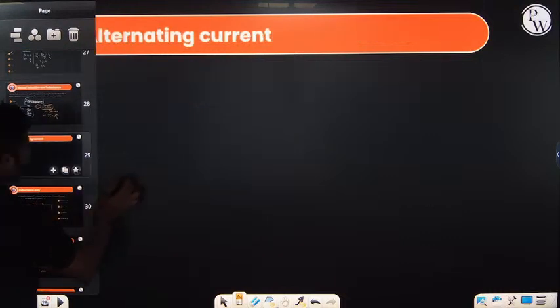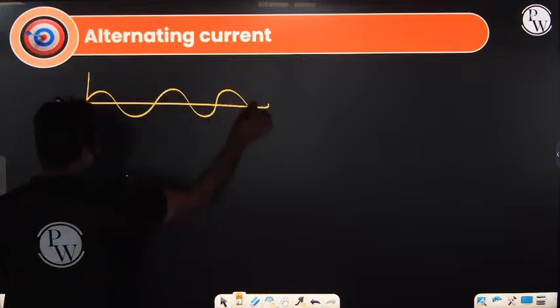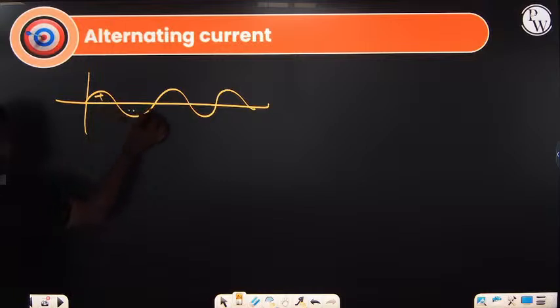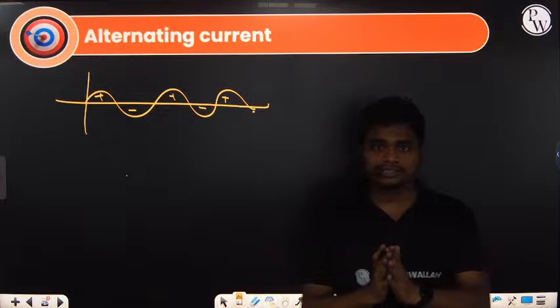So next we have alternating current. What is alternating current? The current which changes its direction with time. So this one is positive, negative, positive, negative, positive, negative. So the current changes direction with time. It has to change to the reverse direction.